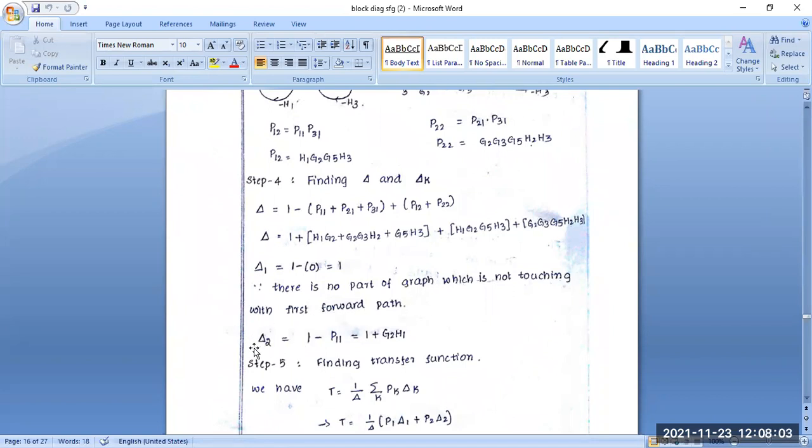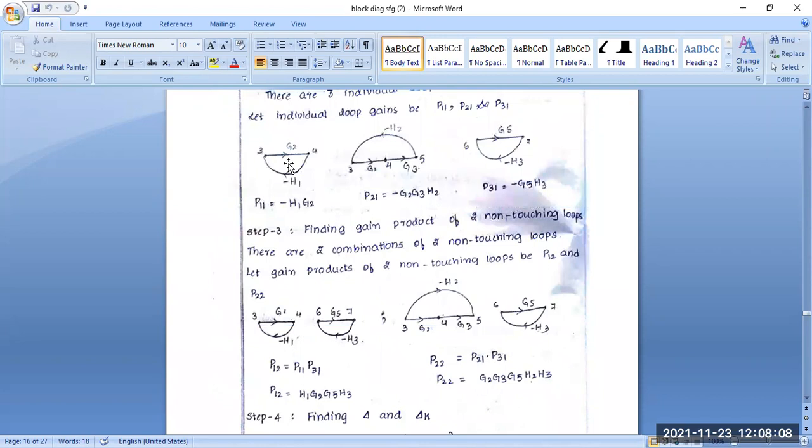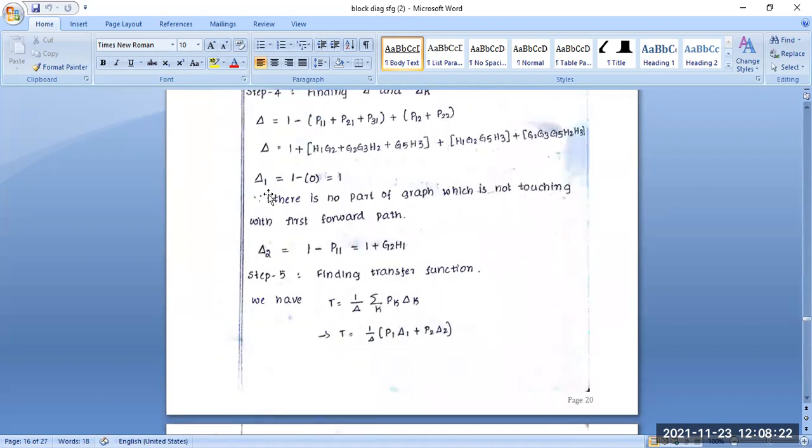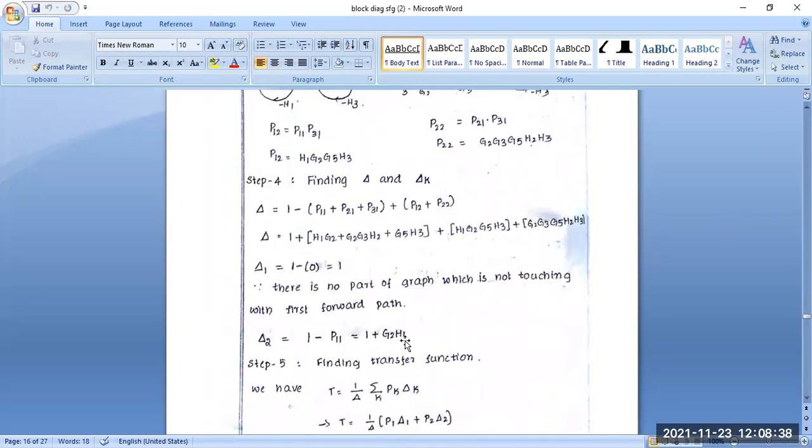And another one, delta 2, this is equal to 1 minus P11. P11 is basically another loop, because these loops 3 and 4 are not touching this forward path. So that's why we have to calculate it. This is delta 2, that is 1 minus P11, that means 1 minus G2 H1. Here the minus sign is present because H1 is negative, and minus and minus is also positive, so that is H1 and G2. So that is H1 and G2 we have to present here also.